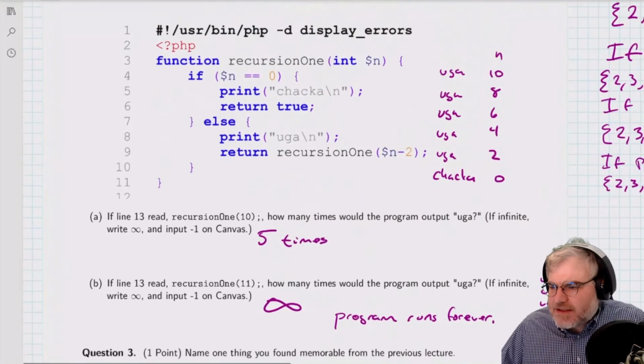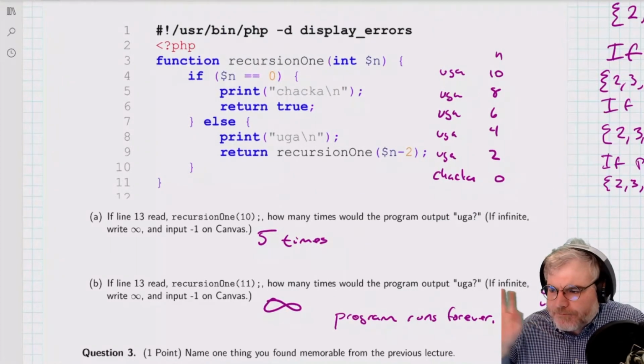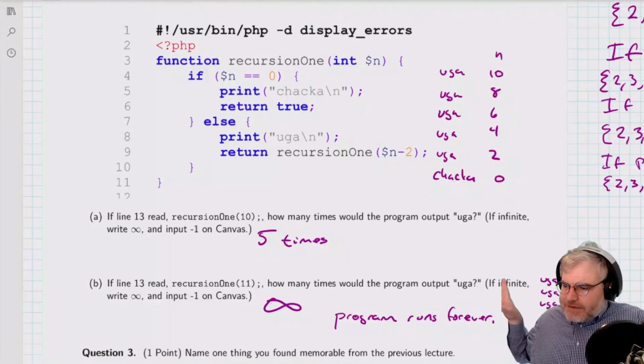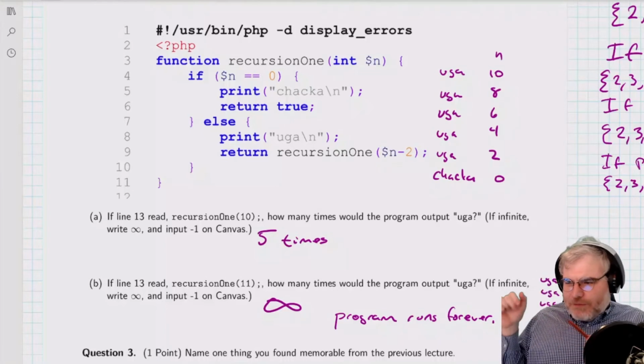How do we feel about this little chunk of code, 1 to 5?